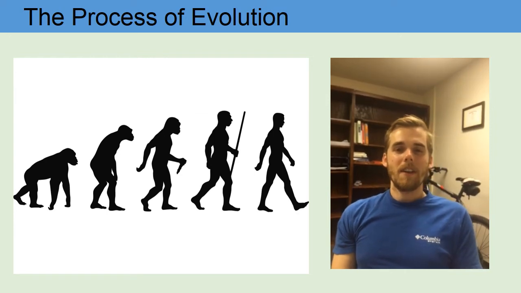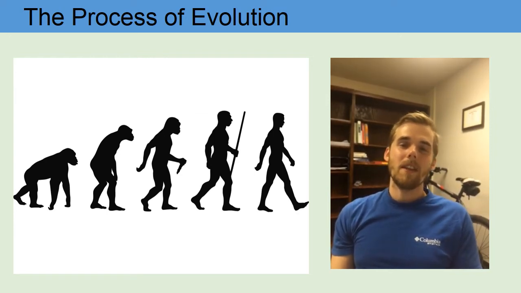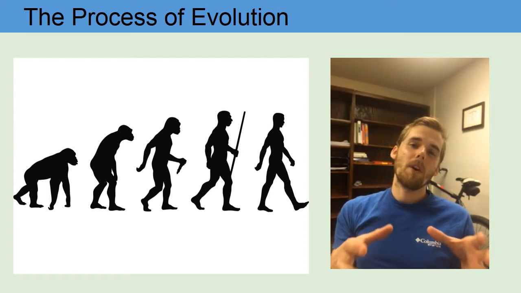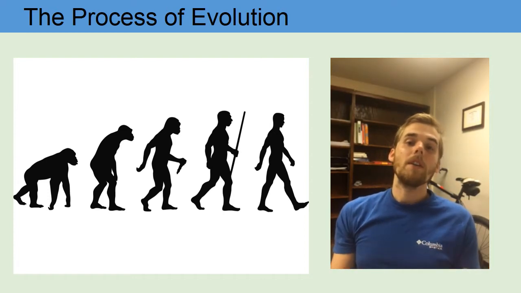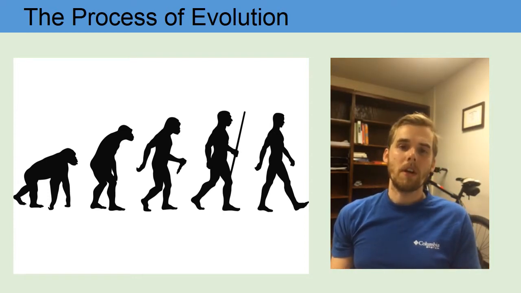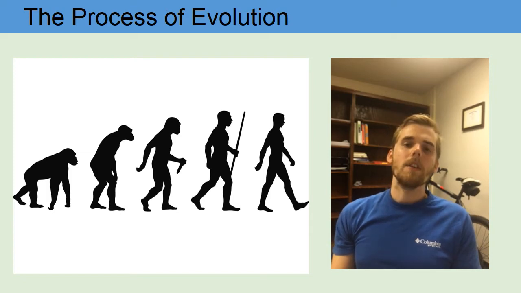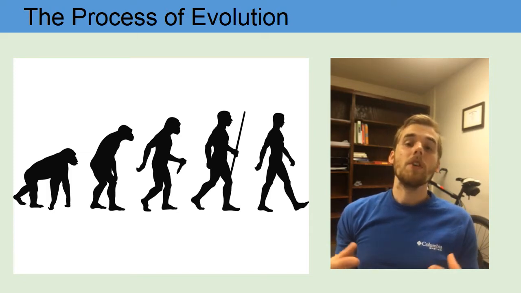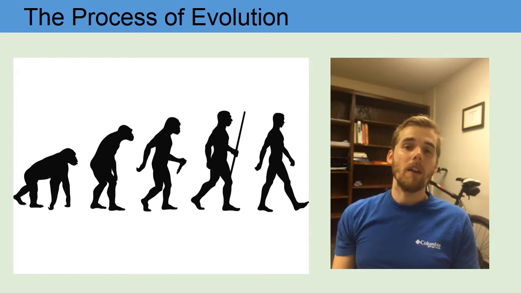Okay, so now that we understand something about genetics and how information is transmitted from one generation to the next, now we can talk about the process of evolutionary biology. Now, evolution simply describes change. Evolutionary biology being changes that occur in time amongst living organisms.